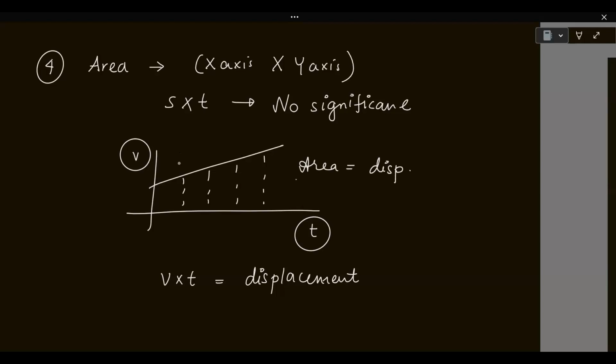But this is not in a displacement time graph. It is in a velocity time graph. Area will represent displacement. Please let me know if there are any issues. Sir, can you explain this again?